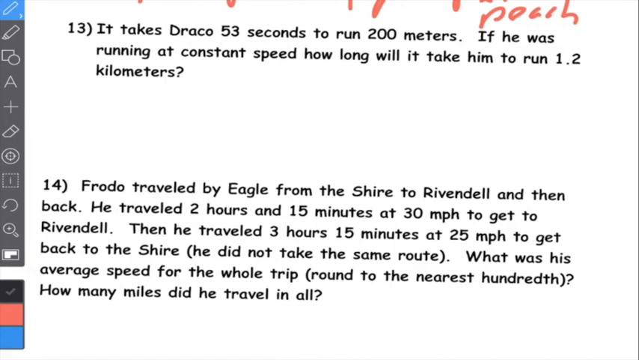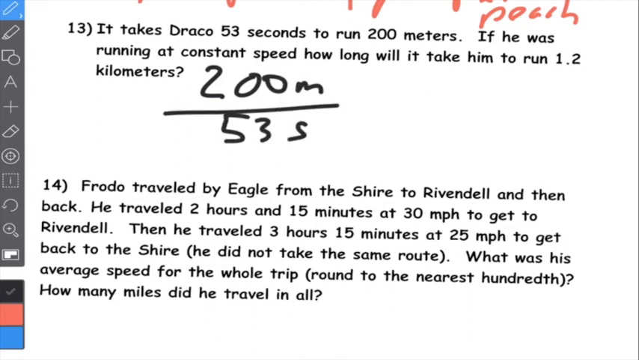Okay, so I like to put the meters on top. So it'd be 200 meters per 53 seconds equals, at constant speed, how long will it take him to run? So I don't know how long. So the X is going to go on the bottom to run 1.2 kilometers.